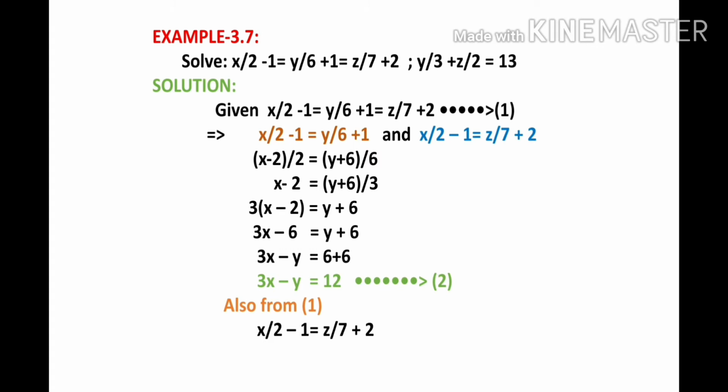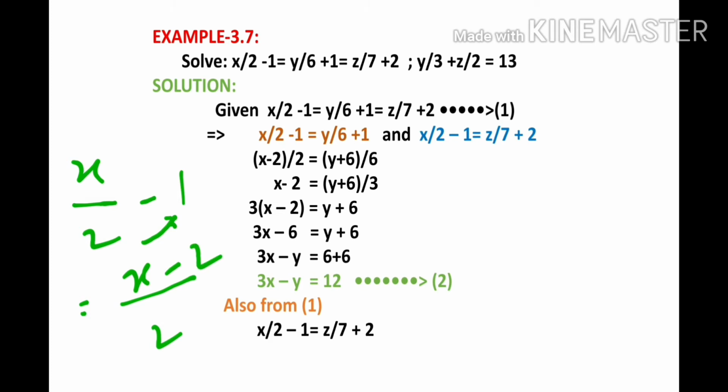x by 2 minus 1 is given. We have to take the LCM. How can we take the LCM? I take LCM 2, then cross multiplying this, what do you get? x minus 2. This is (x minus 2) by 2. That's why I write (x minus 2) by 2 here.